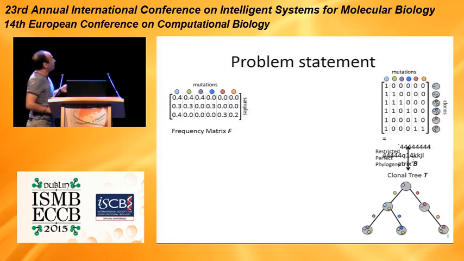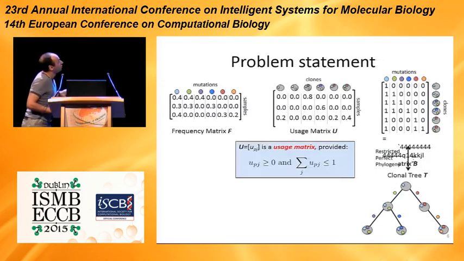So we have this frequency matrix, and we have this binary matrix, and we need something in the middle to explain the mixing. And this is the usage matrix. So the rows of this matrix correspond to the samples, and the columns correspond to the vertices of the tree. And since these are mixing fractions, they have to be non-negative. And in addition, since they describe an entire sample, they have to sum up to at most 1. So these are the two conditions that we impose on the usage matrix.